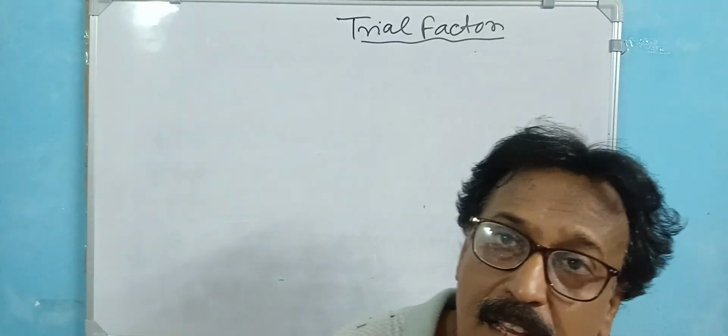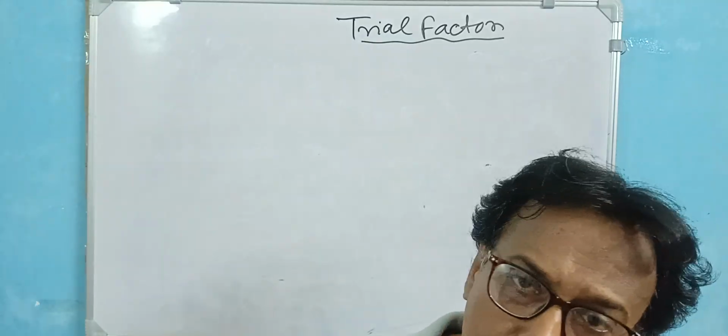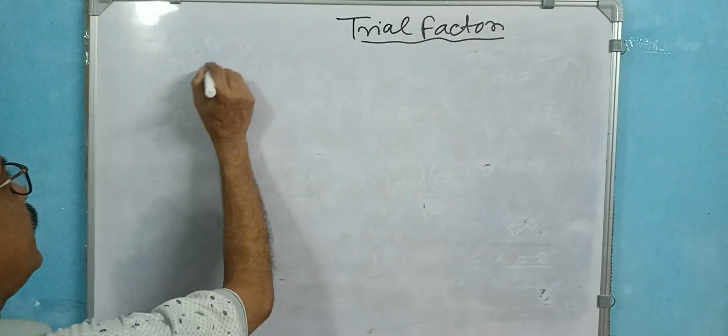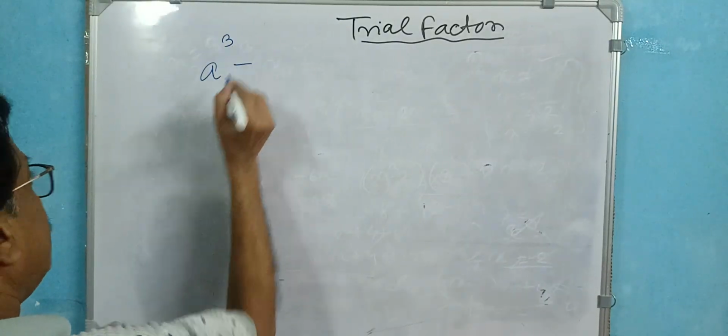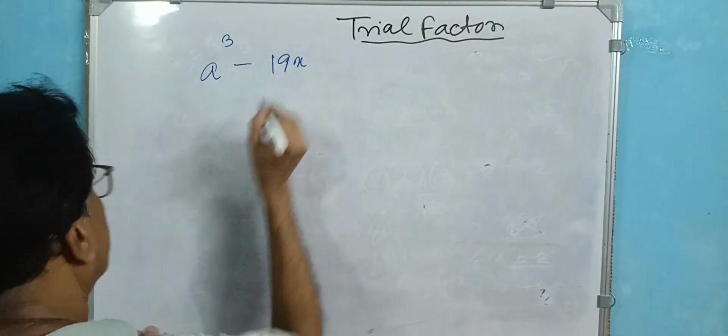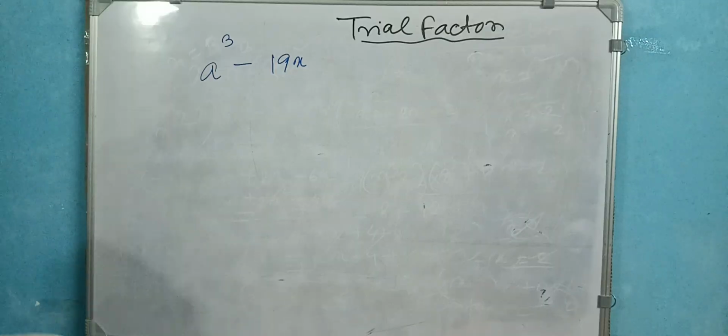Today I will also discuss a different pattern, called the trial process. Okay, the factorization of a cube. Here is a cube. Suppose x cube minus 19x, and this is minus 30.